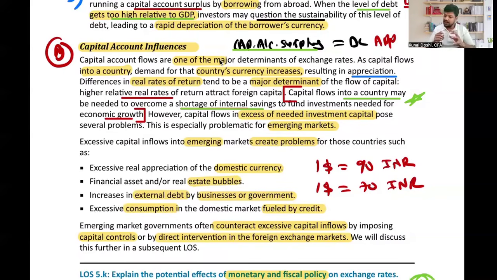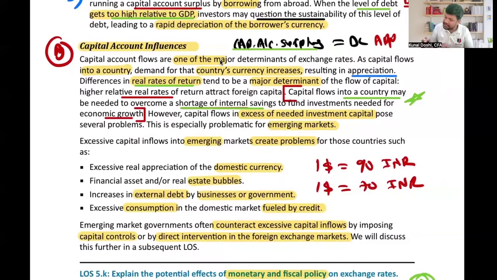Understood, everyone? So differences in real rates will cause people to come and invest, and that is possible when the real rates are higher. So higher real rates will attract foreign capital and therefore a capital account surplus. All right, correct.